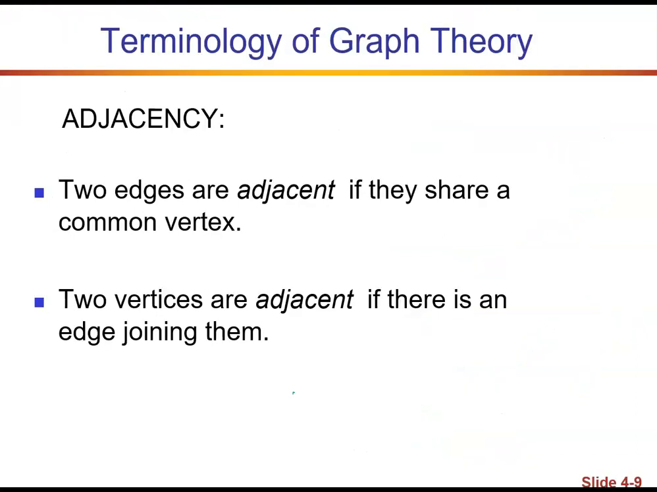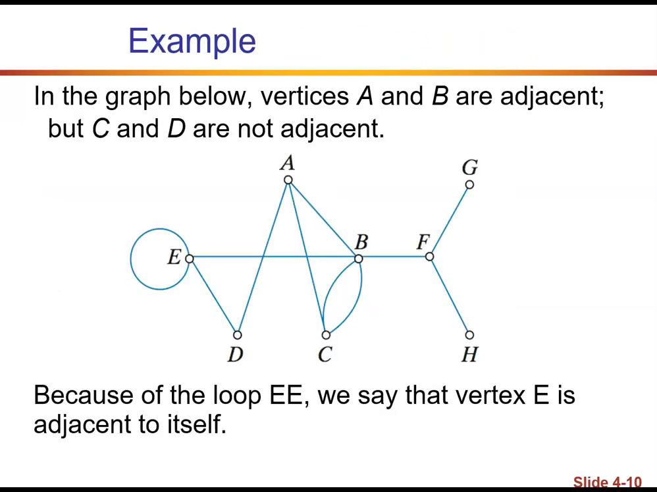All right, again, a little bit more with terminology here. Adjacent. 2 edges are adjacent if they share a common vertex. And the other one is 2 vertices are adjacent if there is an edge between them. Okay, so let's take a look at an example of that.